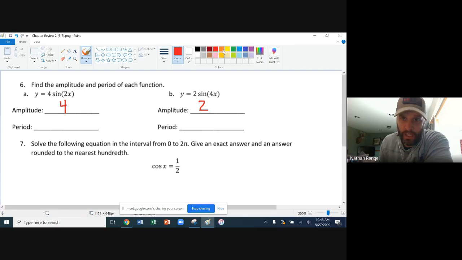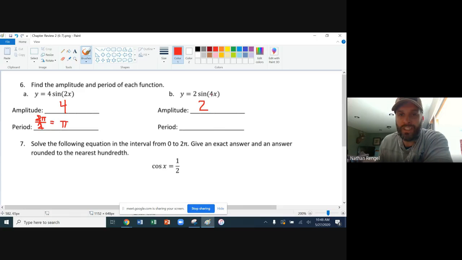Next is the period. Common mistake is just to take this b value right here, 2, and put our period as 2. Well, this 2 is representing how many cycles there are between 0 and 2 pi. So we have to take 2 pi divided by b to find out what the period length is, because we know how many cycles there are between 0 and 2 pi. We've got to divide that out to figure out how long is one cycle, which is the definition of a period. 2 pi over 2, the 2's will cancel out. We're left with just pi. So when we graph that, we would see one cycle go a length of pi units.